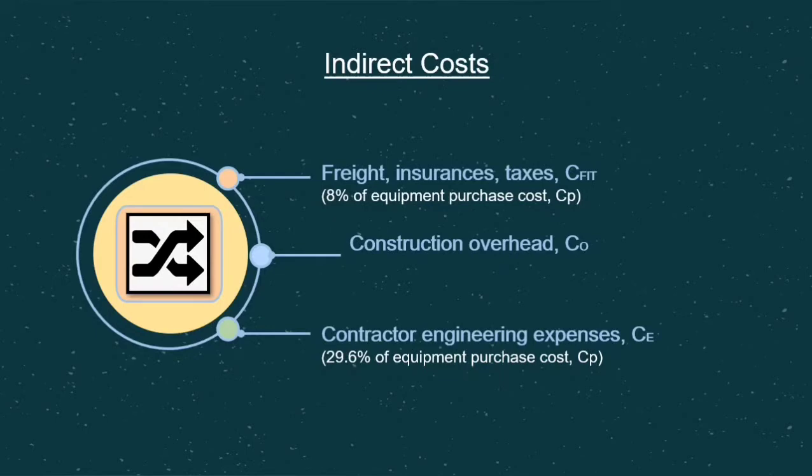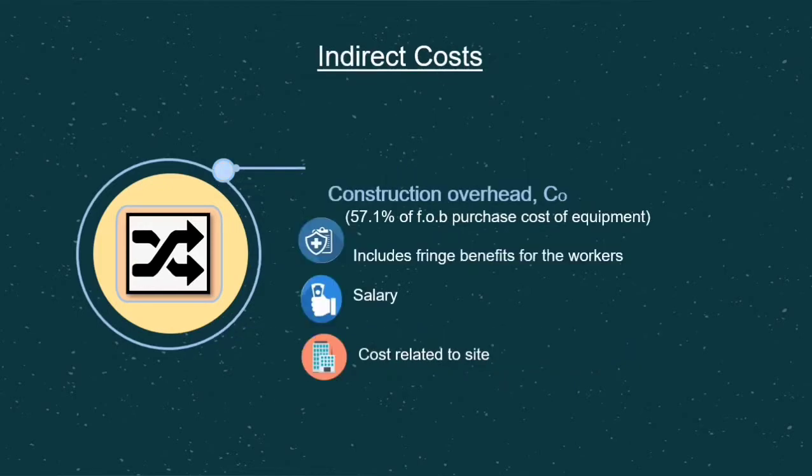And the third one is CO, construction overhead. This cost includes the fringe benefits for the workers such as health insurance, sick leave, and the salary for the workers, and the costs related to the site such as cost of temporary buildings, roads, parking areas, security costs, and site cleanups. The cost is estimated to be 57.1% of FOB CP.